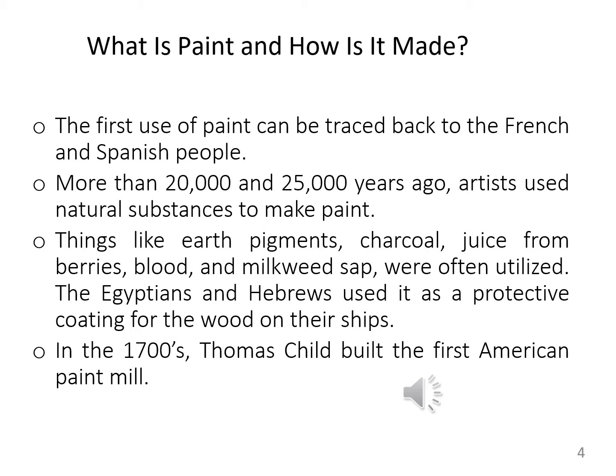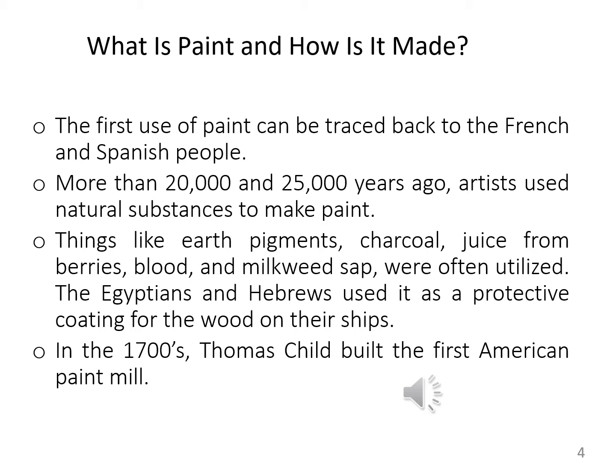So, about 20,000 or 25,000 years ago, the paints were made from some natural substances. So some natural substances were used in the making of paints. Things like earth pigments, charcoal, juice from berries, blood and milkweed sap were often utilized. So some natural substances were used for the making of paints, like earth pigments, charcoal and juices from different fruits like berries.